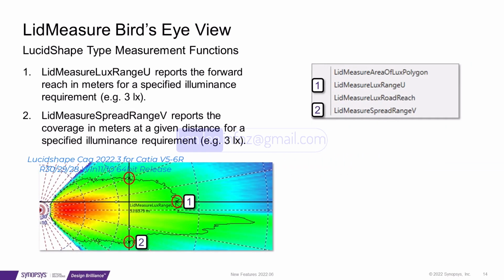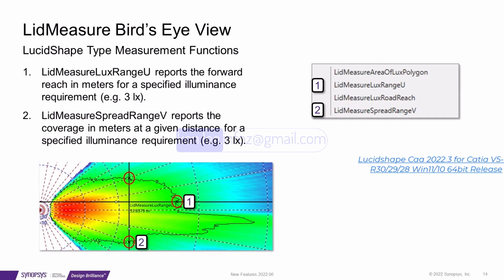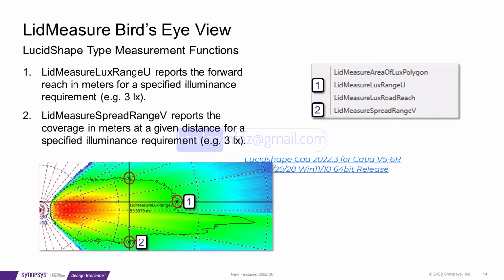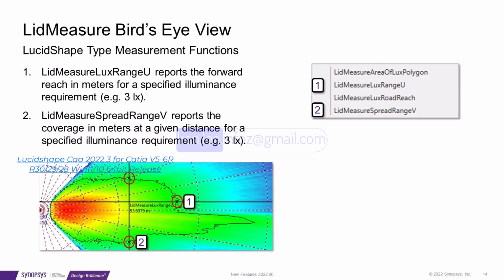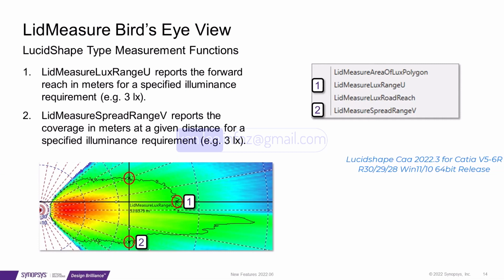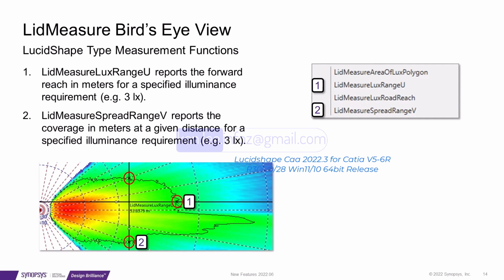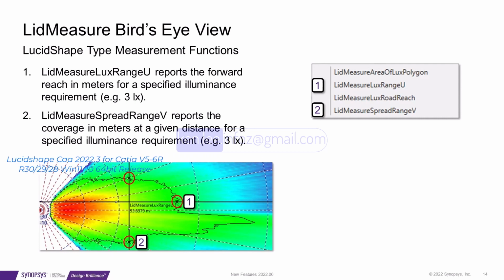In the lit measure bird's eye view section, you can investigate bird's eye view illuminance plots. For example, lit measure lux range U reports the forward reach in meters from a specified illuminance requirement, e.g. 3 lux, whereas lit measure spread range V reports the coverage in meters at a given distance for a specified illuminance requirement.